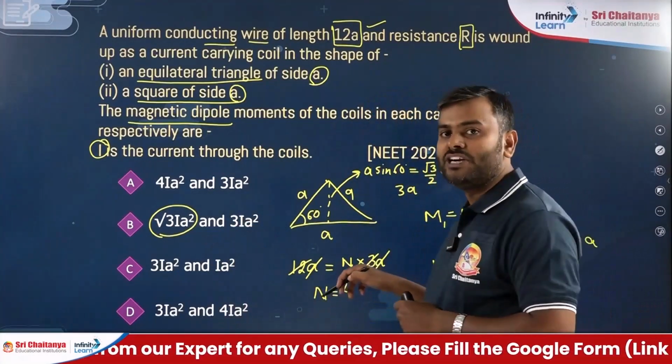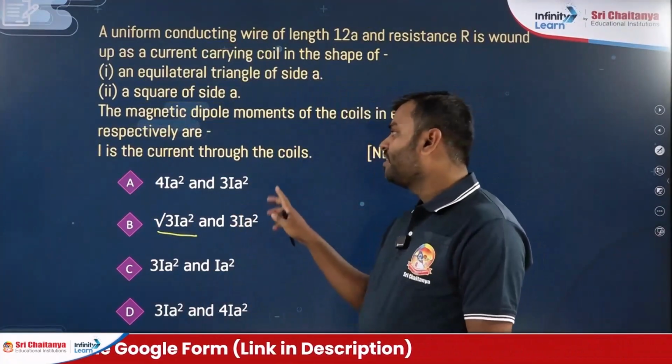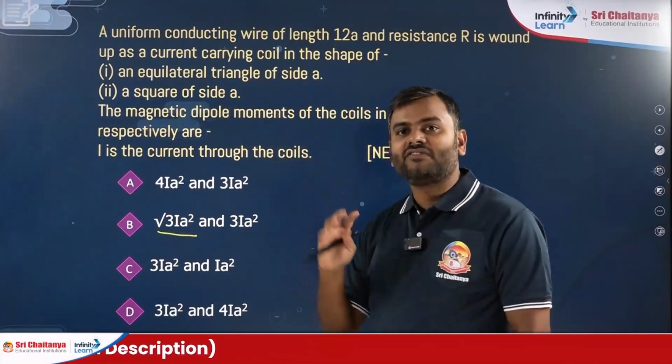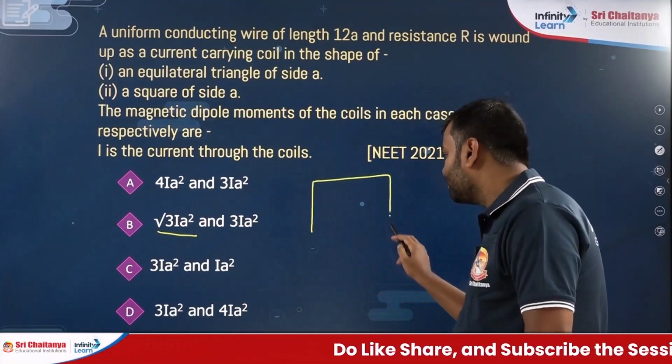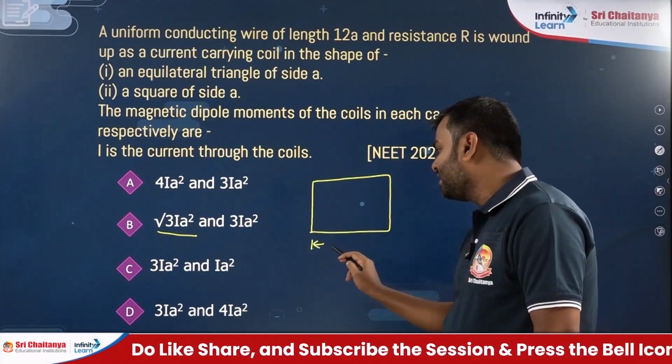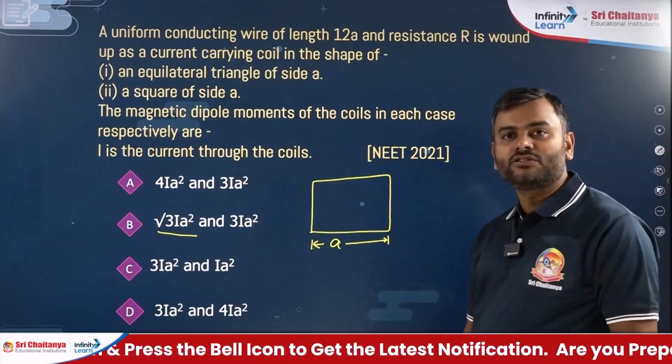So let's quickly calculate for the square. If we want to verify what will be the dipole moment we have for the square, we can do that. So there is a square coil, and the side length for that square coil is also given as A.